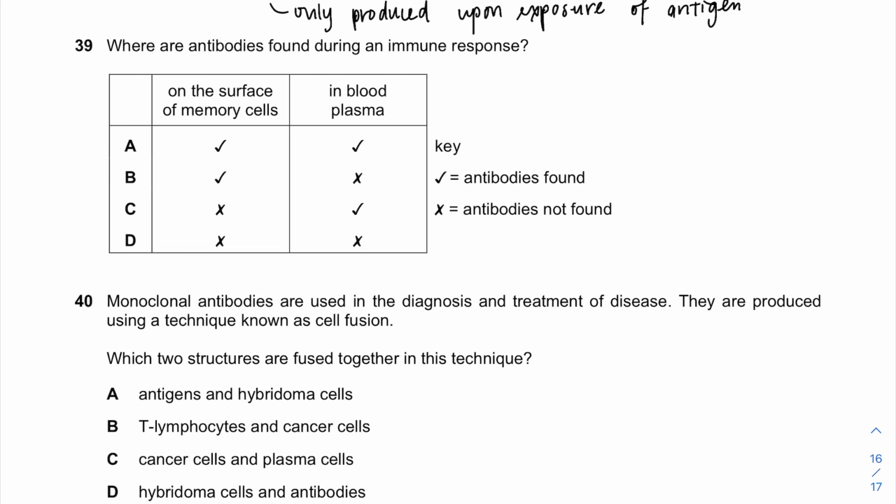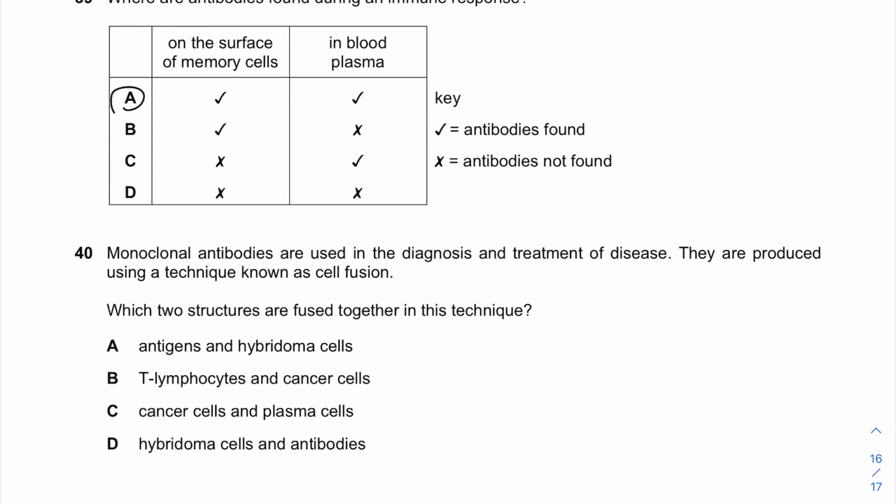Question number 39. Where are antibodies found during an immune response? Yes, on the surface of memory cells, that is correct, and also in blood plasma. So you have antibodies present in both locations, because this is during an immune response. If it's after or before an immune response, then only this one.